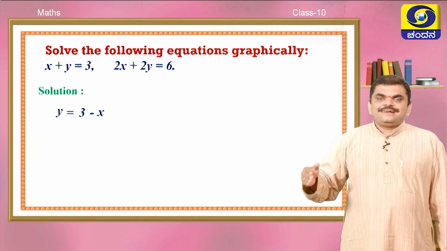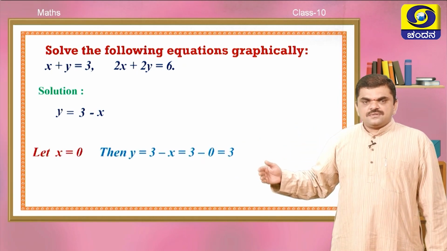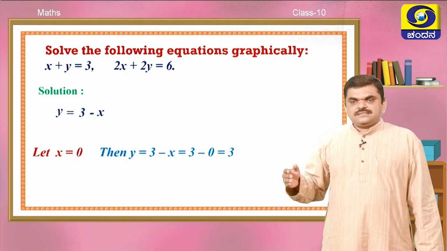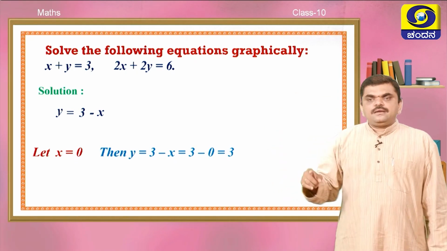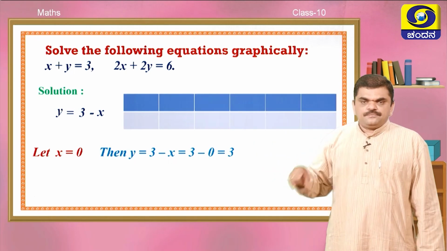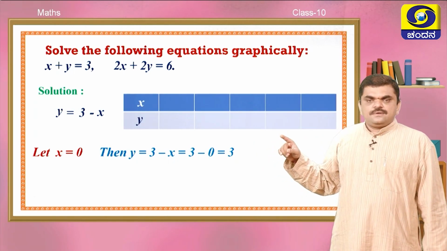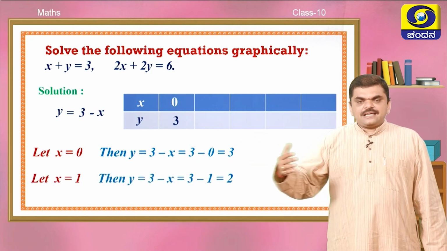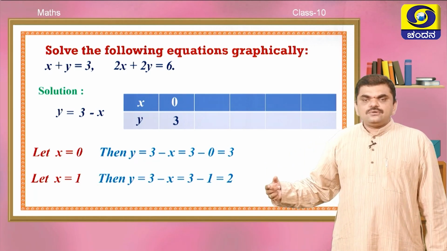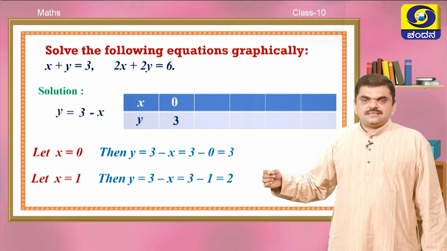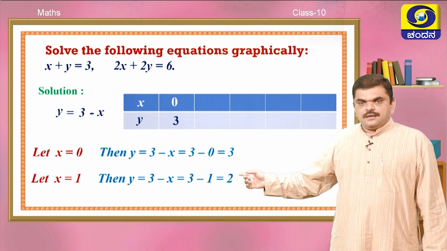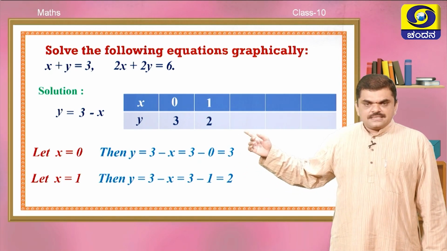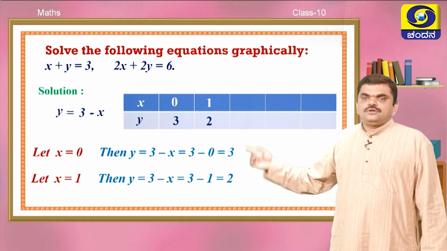Now take x as 0, y becomes 3 minus x, that is 3 minus 0, that is 3 here. Now, what is the step? First construct a table, create a table and mark the x comma y coordinates. When x becomes 0, y becomes 3, yes. Now let x is equal to 1, y is equal to 3 minus x, that is 3 minus 1. What is the value of 3 minus 1? Yes, 2. So write down x is equal to 1, y is equal to 2 here, children.